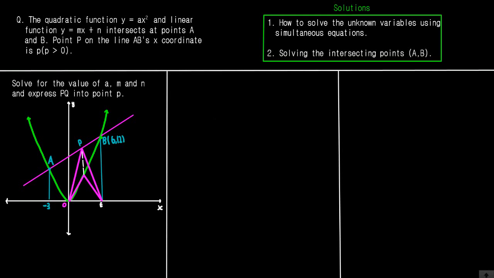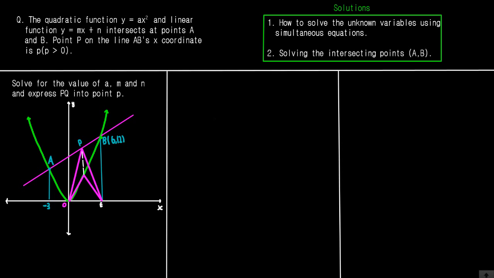The quadratic function y is equal to ax squared and the linear function y is equal to mx plus n intersect at points A and B. Point P is on the line AB and its x-coordinate is p, where p should always be greater than 0. We need to solve two things in this question, and the first thing that I'm going to show in this video is to solve for the values of a, m, and n and express PQ in terms of p.